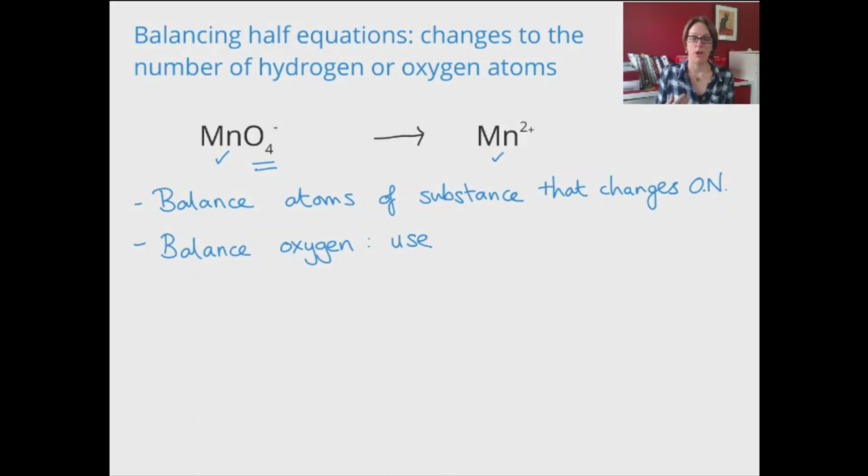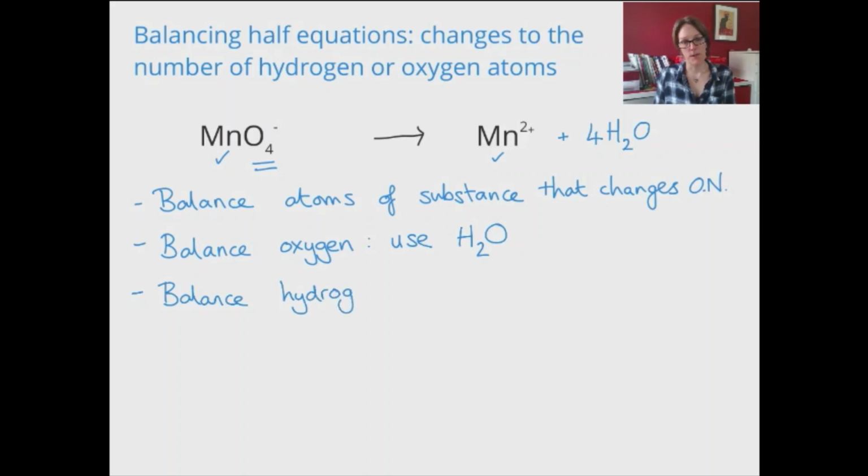A half equation should only have one element that is being oxidized or reduced, and then normally oxygen, and as we'll see in a minute, hydrogen are the ones that will stay the same. So we're going to use H2O. In water, oxygen has a -2 oxidation state, so there's no change in oxidation number. And this is all happening in aqueous solution, so there's plenty of water around. And we can therefore use water on either side.